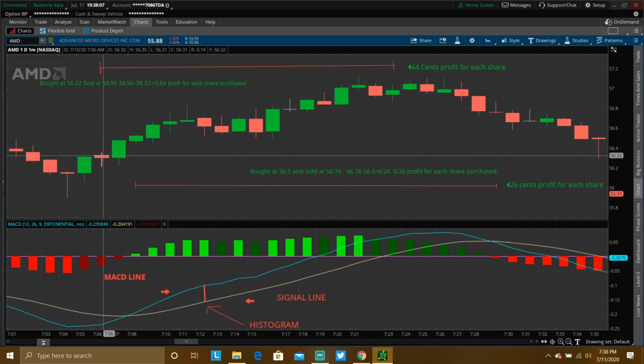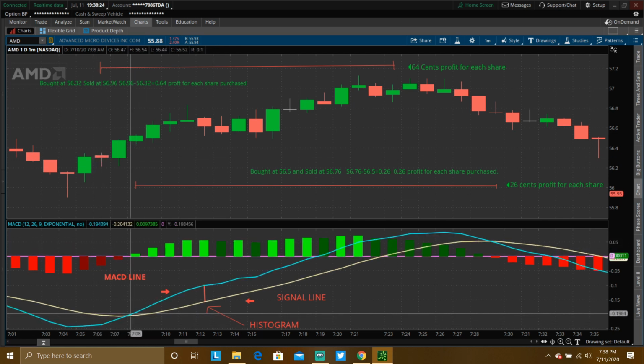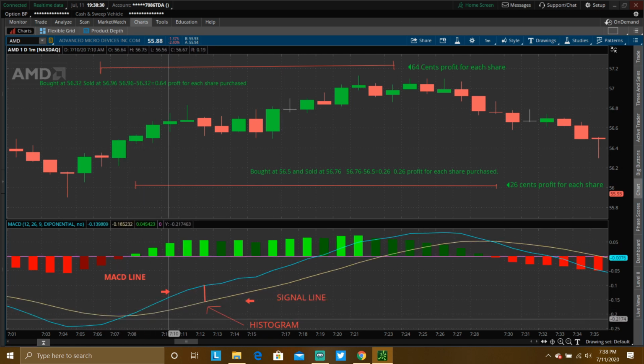So I make my purchase here at 706 instead of 708, and we watch as the price goes up slowly. But like I said, this way is a little bit more risky because the MACD line hasn't crossed the signal line yet, but we can see that we've lost basically all the momentum that we had going downwards.